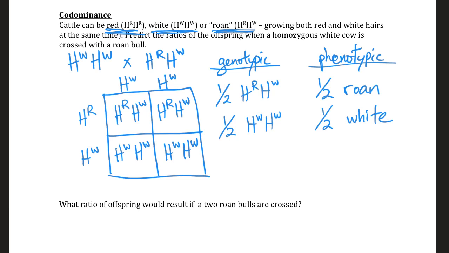Okay, so this is different from incomplete dominance because we don't mix the white and the red to make a pink cow, although that would be really cool. In this case, we have codominance, which means that both red and white show up in the phenotype at the same time. So that's the slight difference between codominance and incomplete dominance.